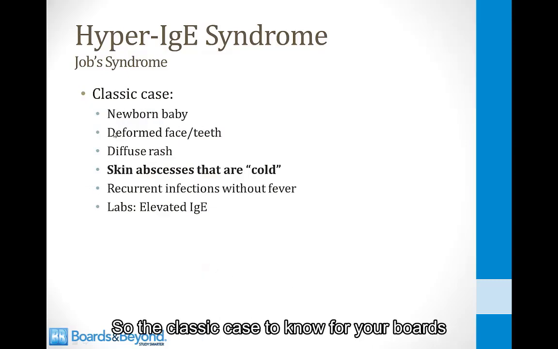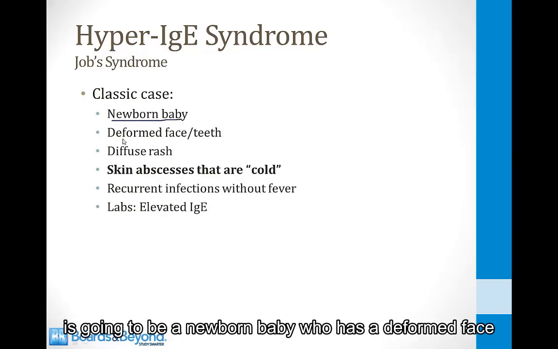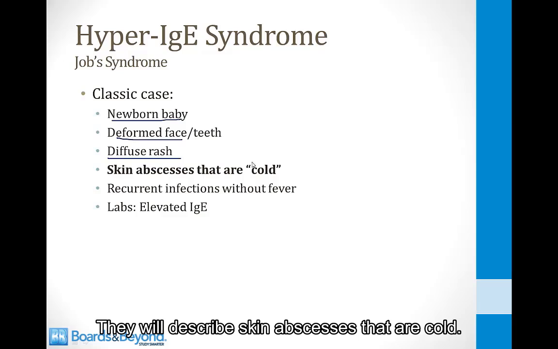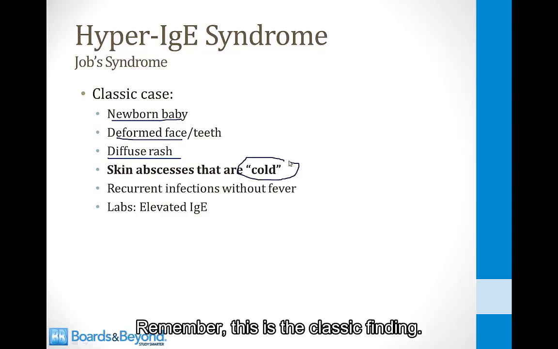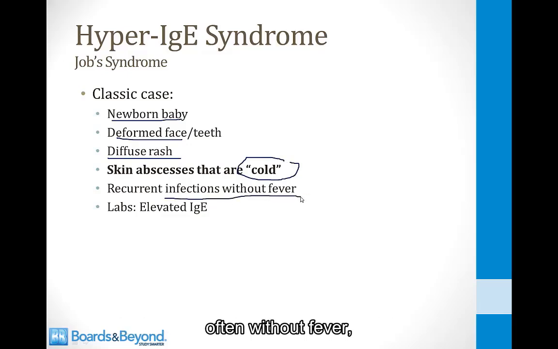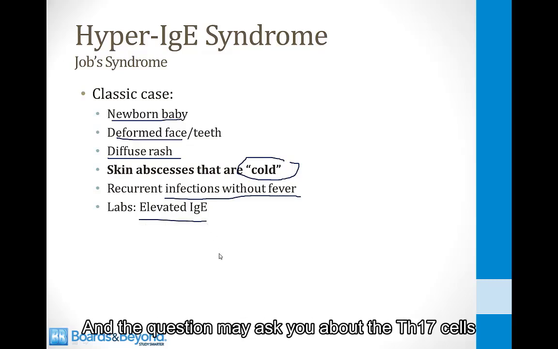So the classic case to know for your boards is going to be a newborn baby who has a deformed face or teeth with a diffuse rash. They will describe skin abscesses that are cold. Remember, this is the classic finding. The baby will suffer from recurrent infections, often without fever. Lab tests will show elevated IgE, and the question may ask you about the Th17 cells or the loss of neutrophil attraction.